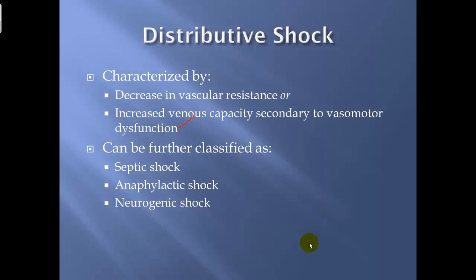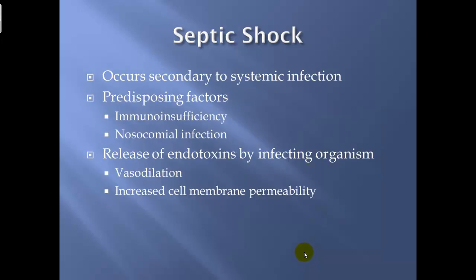Distributive shock, characterized by a decrease in vascular resistance or an increased venous capacity secondary to vasomotor dysfunction. Can be further classified as septic shock, anaphylactic shock, or neurogenic shock. Septic shock occurs secondary to systemic infection. Predisposing factors are going to be an immunoinsufficiency or nosocomial infection. We get the baddest bugs out of the hospital. Release of endotoxin by the infecting organism causes vasodilation and increased cell membrane permeability.